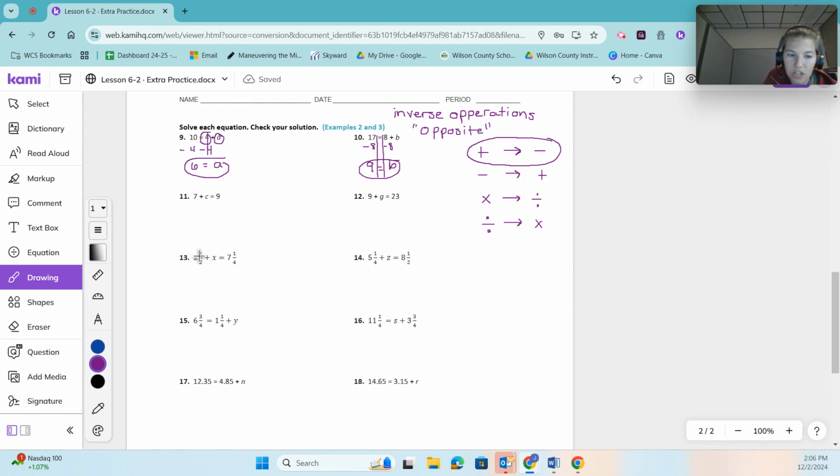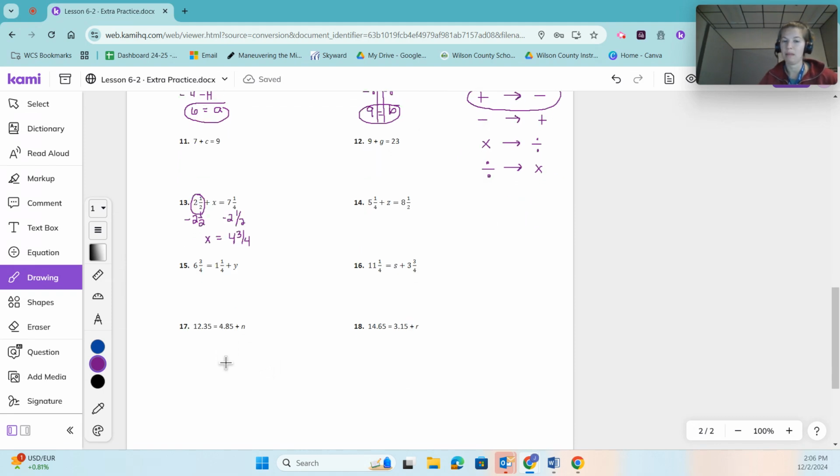So again, addition equation. This is a positive 2.5. So we are going to subtract 2.5 because the opposite of a positive is a negative. Okay, minus 2.5 on both sides. Okay, so x equals, and then I have 7 and 1/4 minus 2 and 1/2. And that gives you 4 and 3/4. Okay, same exact process, it just has some fractions involved. Okay, same thing with your decimals. Same exact process, it just has some decimals involved.